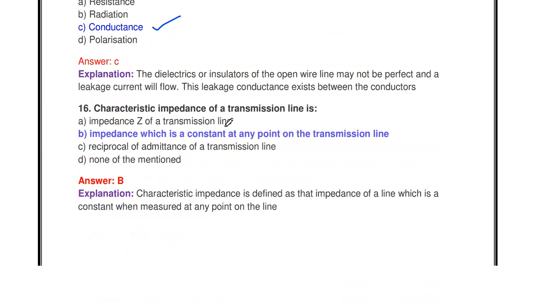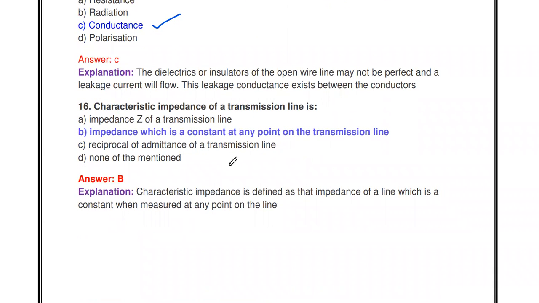Then the next one, we are going to see about the secondary constants. The first secondary constant is the characteristic impedance. The characteristic impedance of a transmission line is dash. What is meant by characteristic impedance? Characteristic impedance is defined as the impedance of a particular transmission line which is constant when measured at any point on the line.